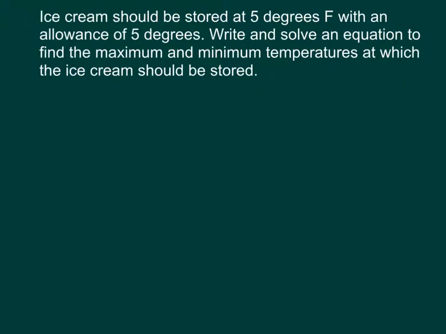We're also going to see some word problems with absolute values in equations. So in this example, you would actually have to write the equation and then solve. Ice cream should be stored at 5 degrees with an allowance of 5 degrees. Write and solve. So if we know that the temperature has to equal 5 degrees, we have T equals 5 degrees, but they're giving us an allowance. So it can be 5 degrees above or 5 degrees below. So we're just going to say the absolute value of that temperature, 5 degrees above, 5 degrees below.